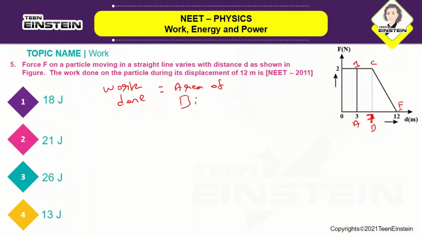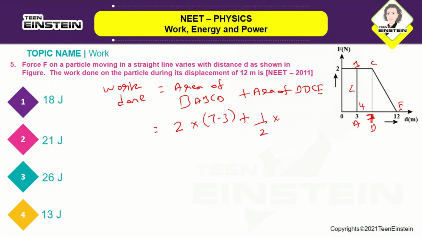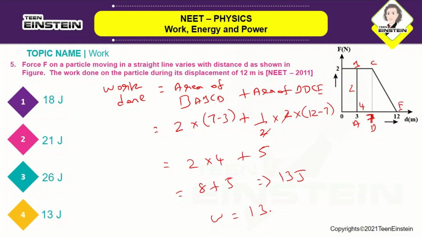Okay, so area of this rectangle ABCD plus area of the triangle DCE. Okay, so here if you see, for the area of the rectangle, the height is 2 and this one is 4, this difference 7 minus 3. So 2 into 7 minus 3, plus here half into again 2 into 12 minus 7. Okay, so this will become 2 into 4 plus this 2 gets and it will become 5. So it will be 8 plus 5, which is equal to 13 joules. So the work done is 13 joules. So the correct answer is option number 4.